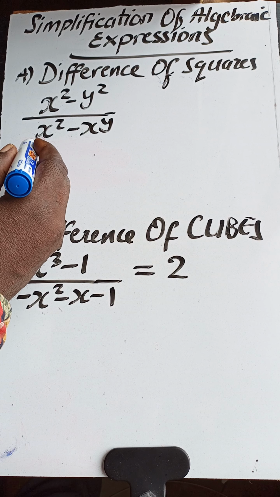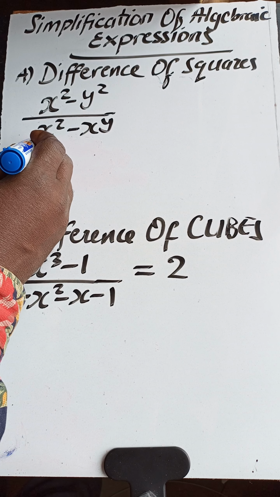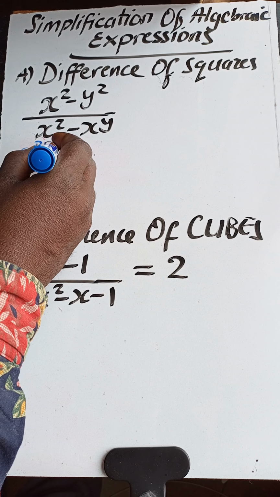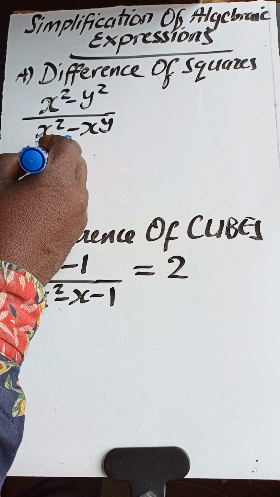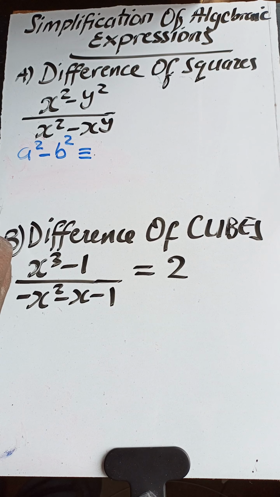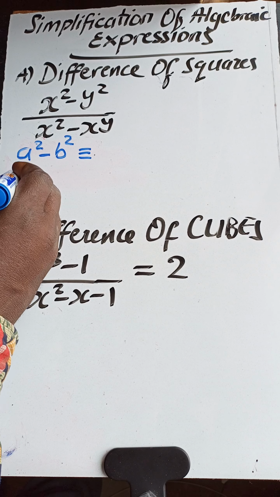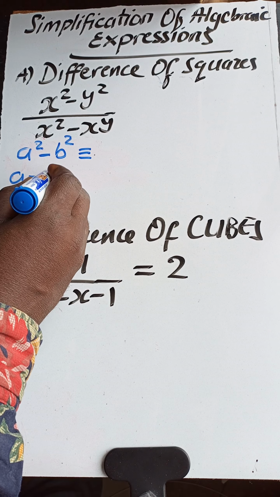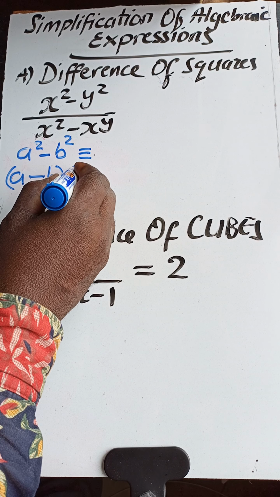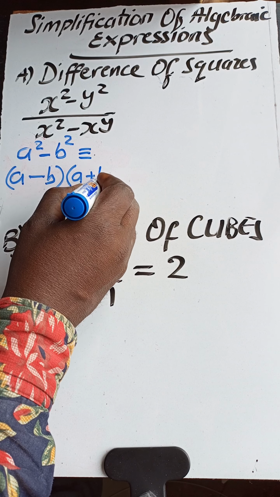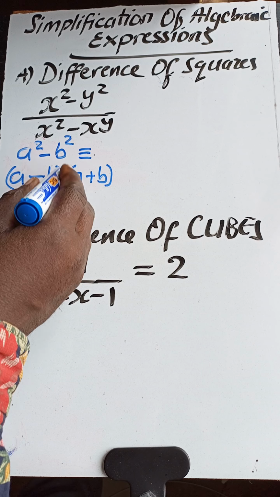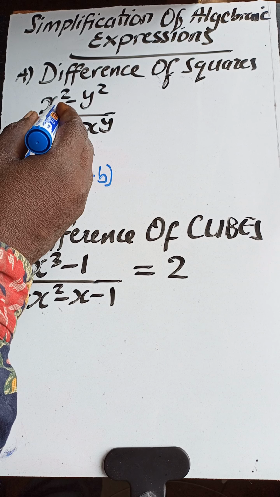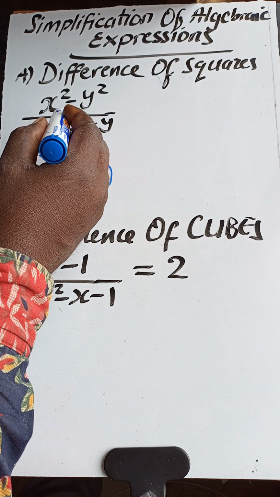The difference of squares identity. If we have the square of one quantity minus the square of another, then it is identically equal to the first one minus the second into the first one plus the second. Okay, this is the identity that we're going to use to simplify this rational expression.